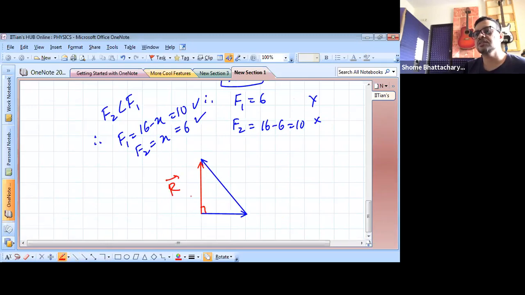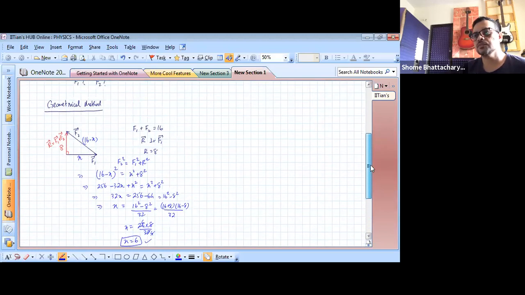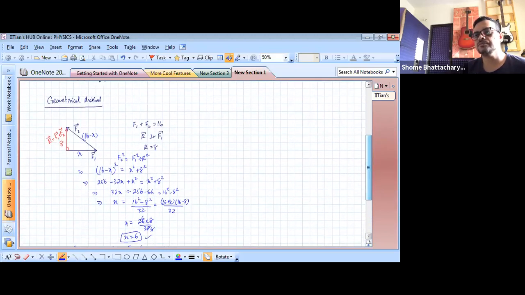So this is the resultant, which is 8 in magnitude. This one which it is perpendicular to must be F2, which happens to be 6 in magnitude, and this one is F1, which happens to be 10 in magnitude. So this is the final solution of question 1. Now I'll also show this to you by the component algebra method, but first you can just go through this and understand this carefully. Question 1 of exercise 1.